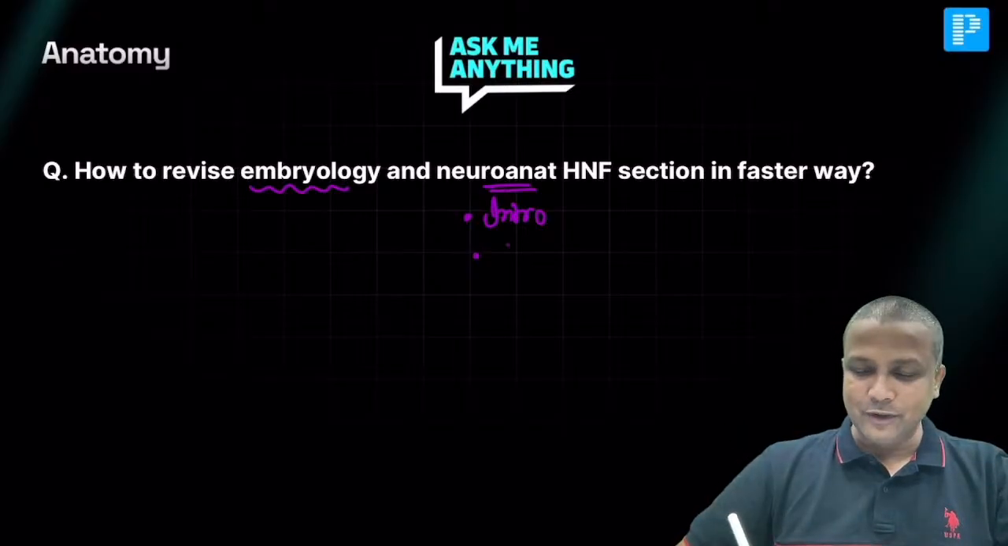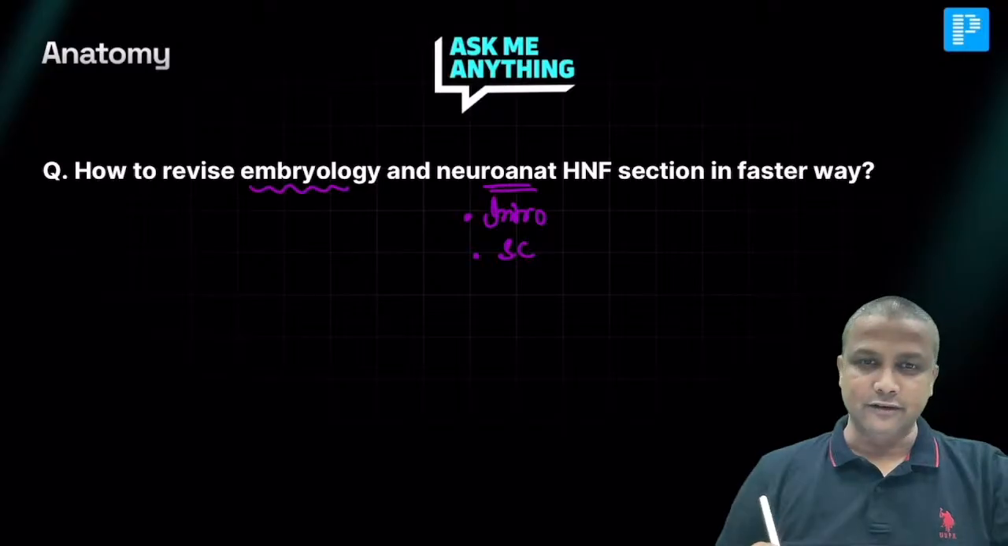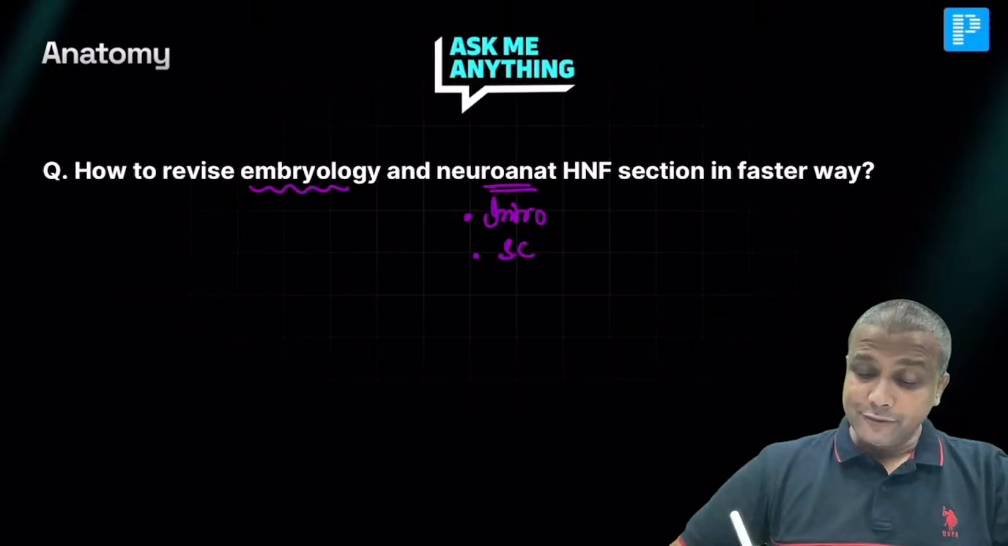Now once you are done with the introduction, then go to the next standard. Then we are going to learn about the spinal cord, sir. Spinal cord, of course, the external features and the internal, the transverse section of the spinal cord. Followed by the spinal cord, what you do is go for the brain stem. Then you learn about the brain stem.